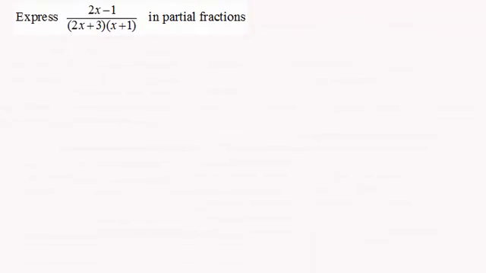Hi there. Now this is a follow-up example to an earlier tutorial where I showed you how to express something like this in partial fractions. So in this example we've got to express 2x minus 1 divided by all of 2x plus 3 times x plus 1. So if you'd like to have a go at this, just give you a moment to pause the video. When you come back you might want to fast forward just to check your solution quickly. Otherwise, I'll take you slowly through the solution.